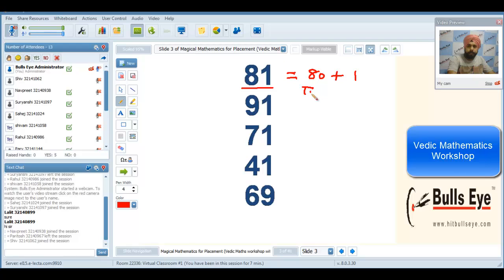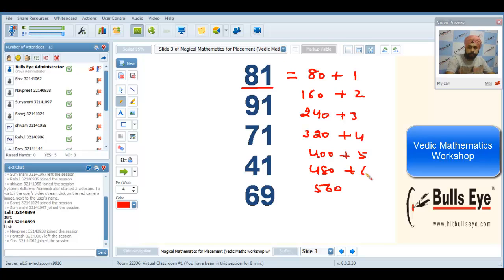If I ask anybody present over here about a table of 80, you all will be able to do that, because a table of 80 is nothing. It is just a table of 8 followed by a 0. Similarly, if I ask you about a table of 1, I think you all can do it so comfortably, because the table of 1 is nothing, just your counting numbers.